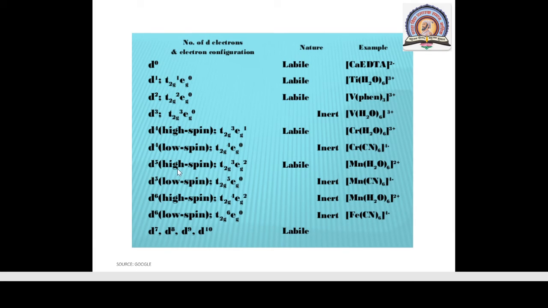These are the examples for all these complexes. In case of d5, it is labile when your system is high spin. When your system contains a weak field ligand, that complex is a labile one. But in case of a strong field ligand, that complex again is inert. In d6, inert, d6 high spin as well as low spin, both systems are inert ones, and d7, d8, d9, d10 are labile ones. Why this is so, we will discuss in the next slide as per VBT. Okay.